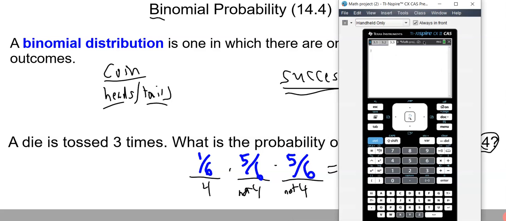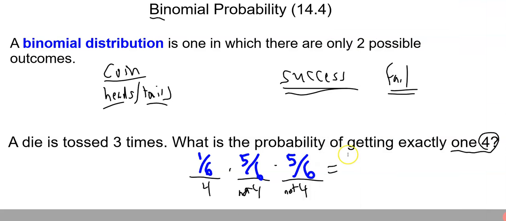So get your calculator out. We're going to multiply this. So this would be 1/6 times 5/6 times 5/6, and we get 25 over 216, whatever decimal that is.